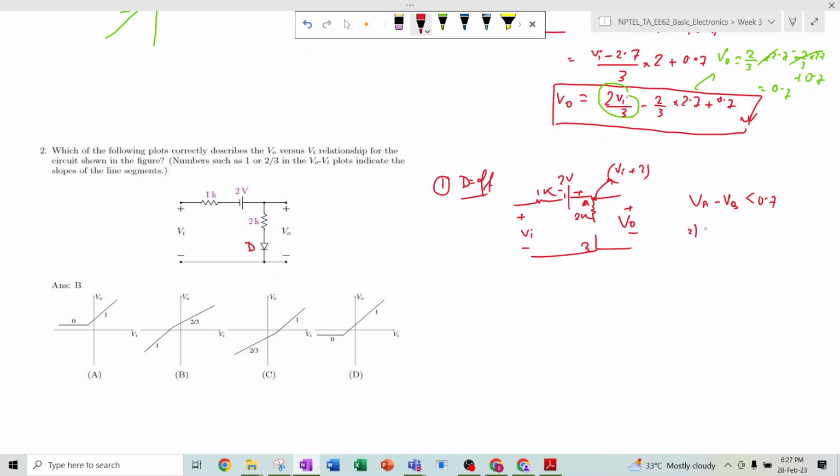So Va minus Vb: Va is Vi plus 2 minus Vb is 0, and this is less than 0.7, so Vi should be less than minus 2 plus 0.7, which is Vi less than minus 1.3. So whenever Vi is less than minus 1.3, the diode will be off.